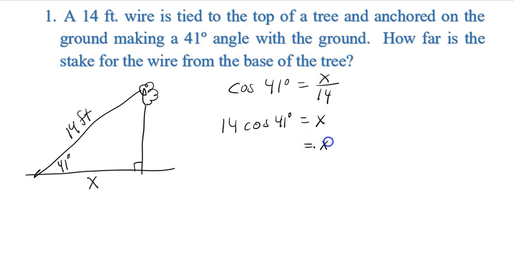And I can type that in my calculator. Again, check your calculator, make sure you're in degrees before you start typing, because somebody else could have changed it. So type that in, you get 10.56, and since we had a 14-foot wire, this would be feet for our units. So 10.5 feet or so from the tree is where this stake would be.